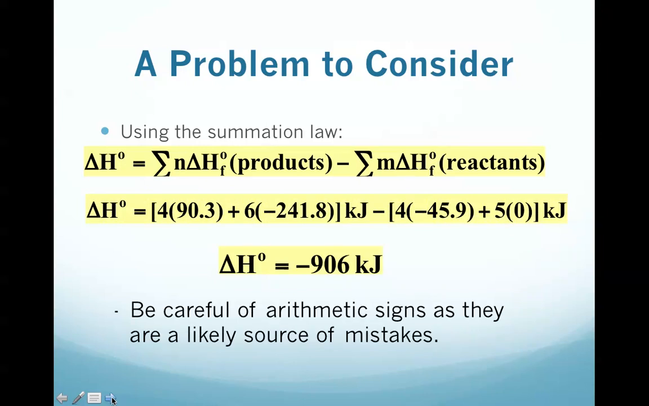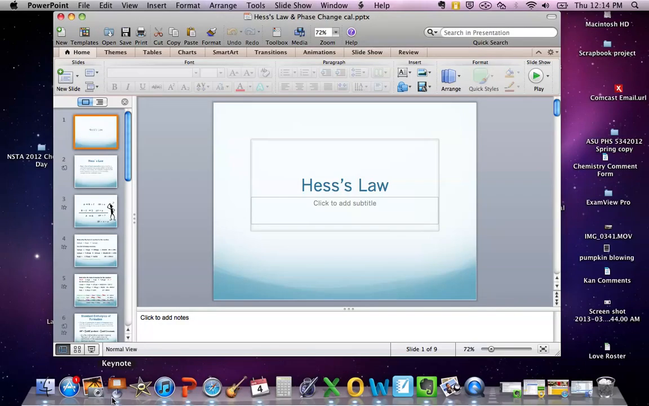Be careful with your arithmetic signs, because they're likely a source of making mistakes. All right, that is these two things, Hess's law and heat of formation. So I'm going to do another one on Q is equal to MCT with the whole chart thing, so that makes sense to you.